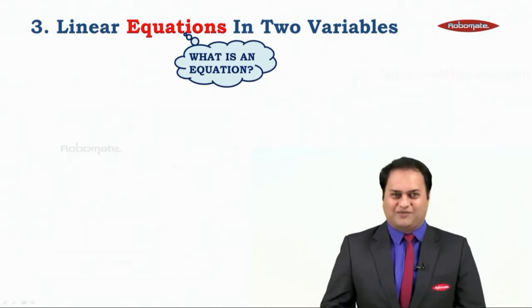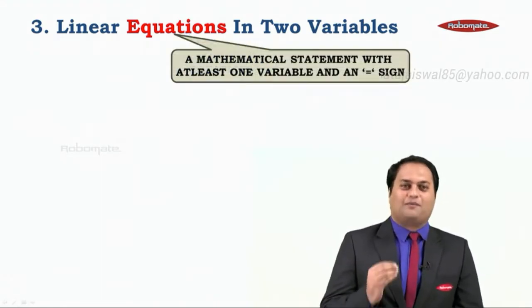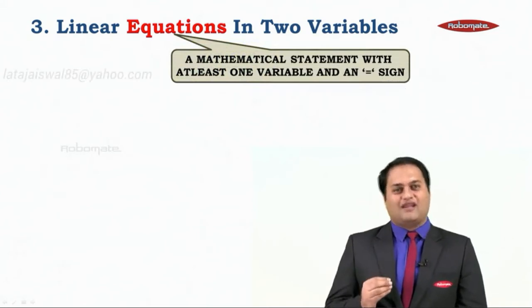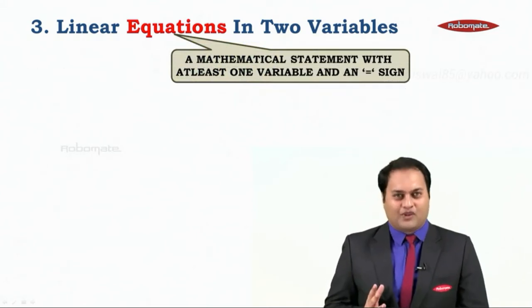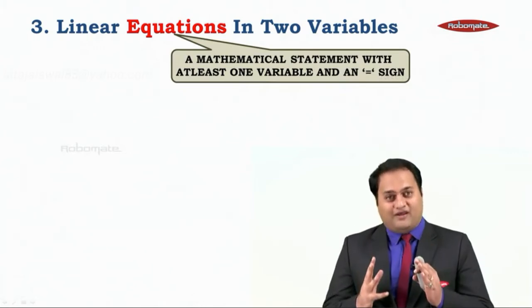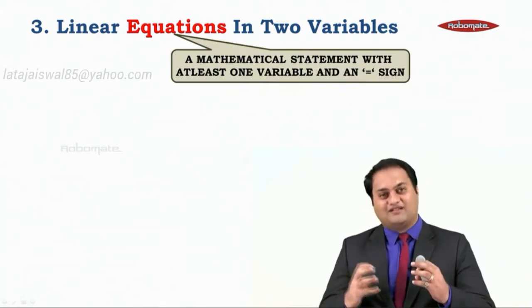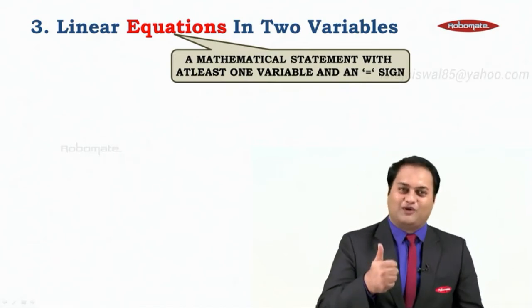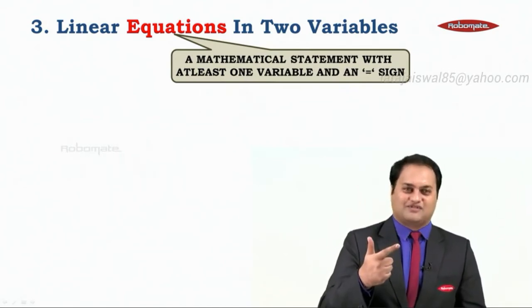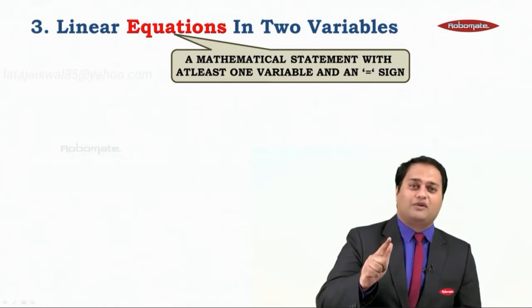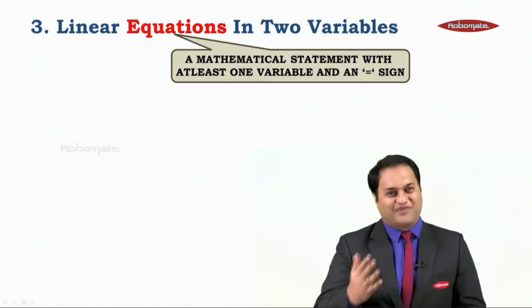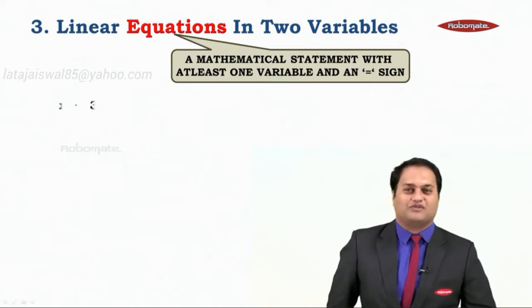What is an equation? Equation is a mathematical statement with an equal to sign and at least one variable. So, to identify whether a statement is an equation or not, you need to look out for two things: an equal to sign and variables. At least one variable meaning one variable or more than one variables, right? Let's take a few examples.